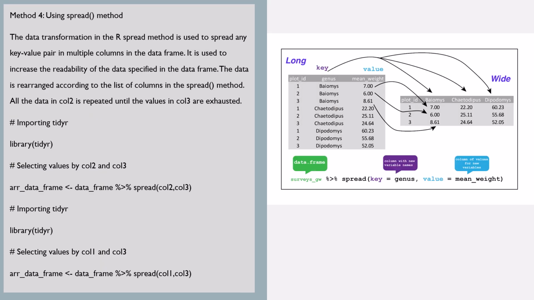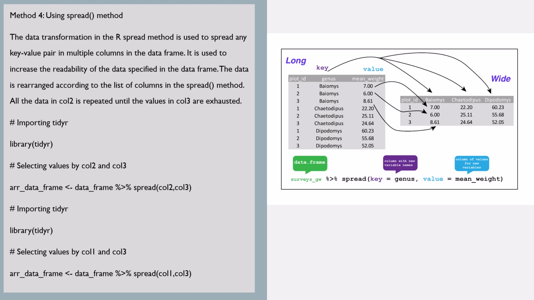There's another method called spread. For example, you want to change your data from being a long data frame to a wide data frame, as you can see in that picture. So the data transformation in R spread method is used to spread any key value pair in multiple columns in the data frame. It's used to increase the readability of the data specified in the data frame. The data is rearranged according to the list of columns in the spread method. All the data in column 2, for example, is repeated until the columns in number 3 are exhausted.